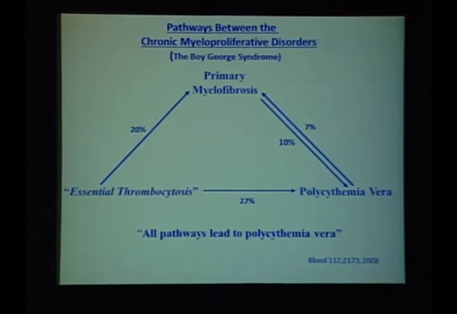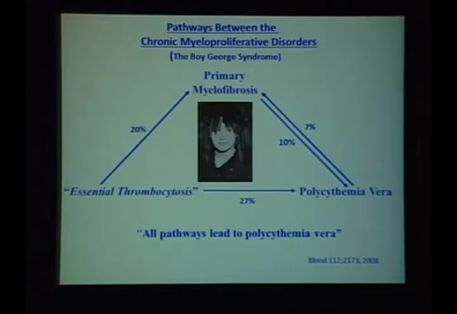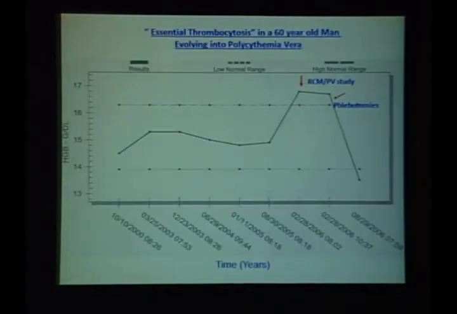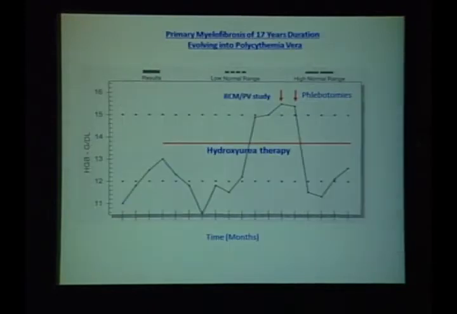Some patients with myelofibrosis develop polycythemia vera, and some patients with polycythemia vera will get fibrosis in the marrow. But essentially, all pathways lead to polycythemia vera, and pardon me for this, but I call this the Boy George syndrome. Looks like a girl, but it's a boy. So whenever someone comes with a myeloproliferative disorder, you have to think of phenotypic mimicry. So here's a patient, time on the bottom axis, with a high platelet count, and over a 6-year period, all of a sudden the hemoglobin went up. He developed polycythemia vera, not essential thrombocytosis.